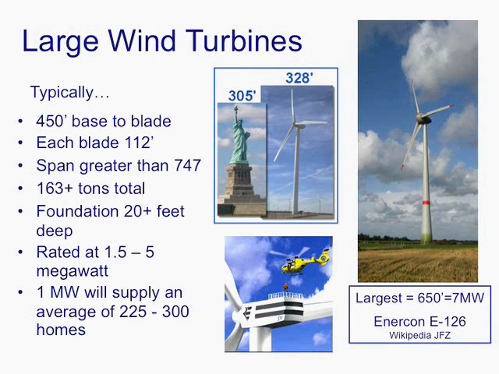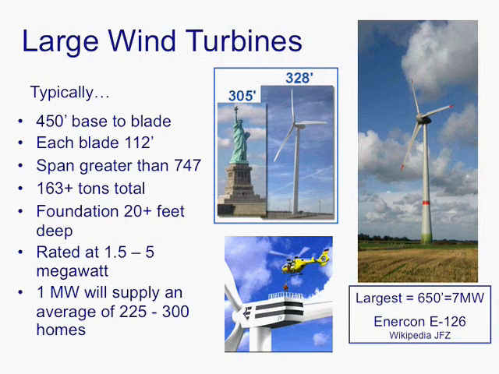So if you look here at this picture, here's Lady Liberty in New York Harbor, 305 feet. A very typical wind turbine that you might see in Somerset County here in Pennsylvania would be that much taller, 328 feet. In Europe, they're building even larger ones. This is one that is 650 feet, so it's more than twice as tall as the Statue of Liberty.